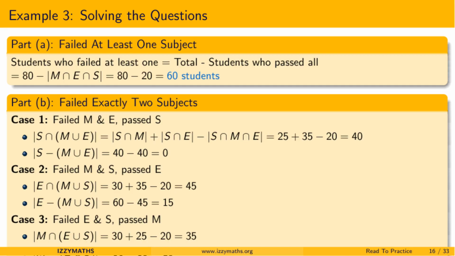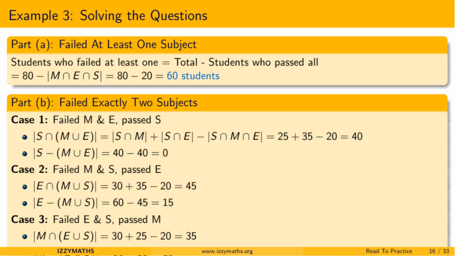Case 1, failed math and English but passed science. We need students in S who are not in M union E first. The absolute value of S intersection open parenthesis M union E close parenthesis equals the absolute value of S intersection M plus the absolute value of S intersection E minus the absolute value of S intersection M intersection E, which is 25 plus 35 minus 20 equals 40. So the absolute value of S minus open parenthesis M union E close parenthesis equals 40 minus 40 equals 0.